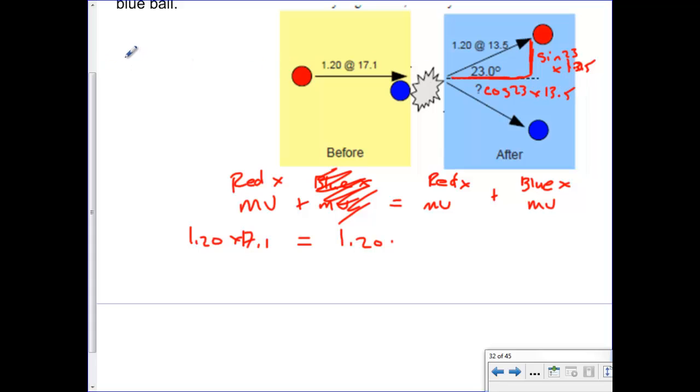Sorry guys, let me just write it off to the side here. Red x will be sine 23 times 13.5. I'm just going to do that one because I know I'm going to need it later anyways, so I may as well find it out now. So that's 5 point... Ooh, I better make sure I'm in degrees. I'm in degrees.